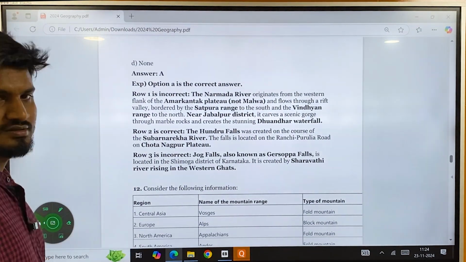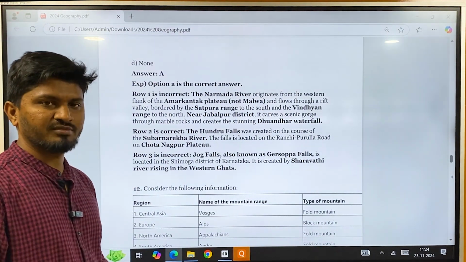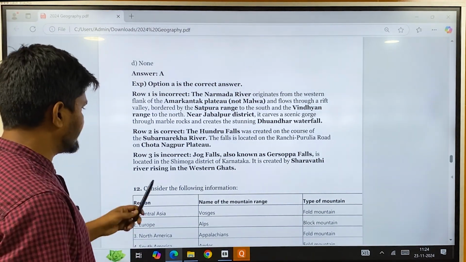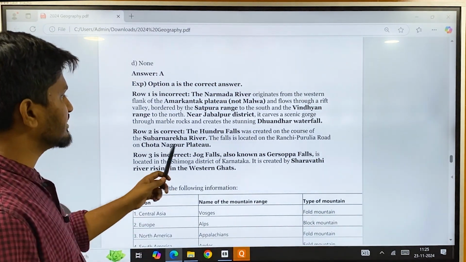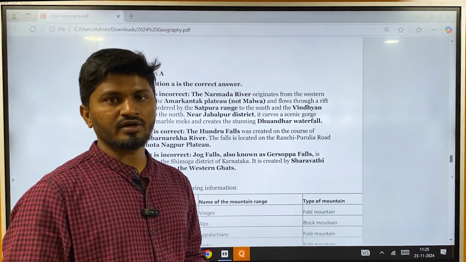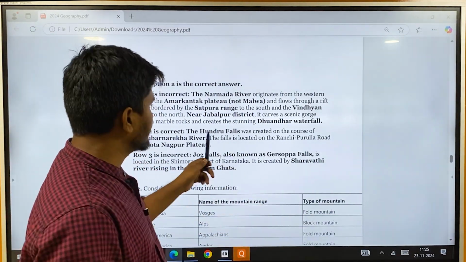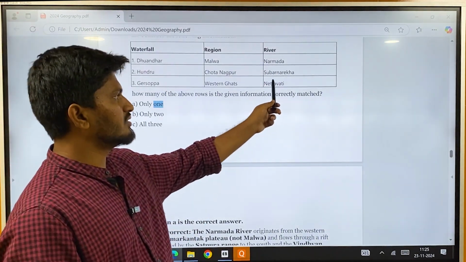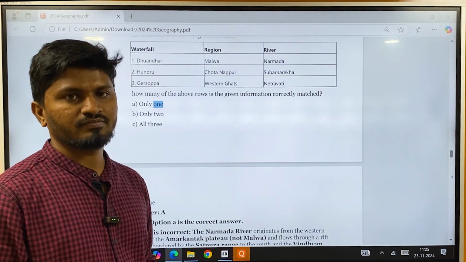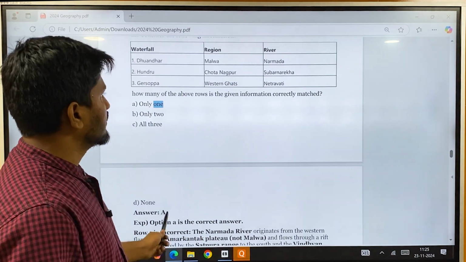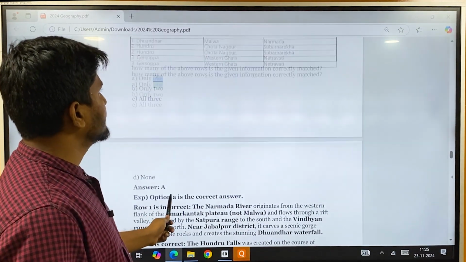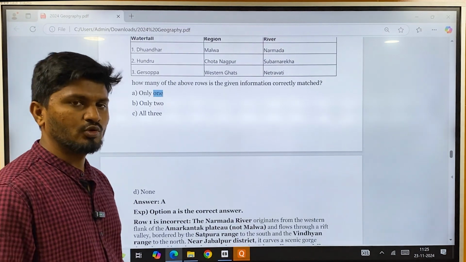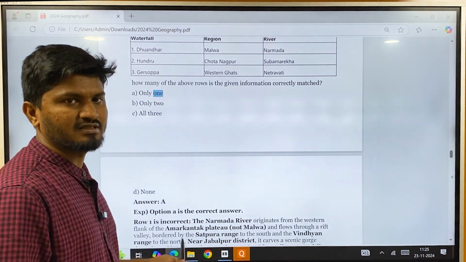Third one, Jog Falls. That is Karnataka's famous Jog Falls, which is also locally known as Gersoppa Falls. The falls is in the Western Ghats, but it is formed by the Sharavati river, not Netravati. Many people belonging to Karnataka confuse this river. So it is from Sharavati and not Netravati. So the correct answer here is one only. And the Netravati river is famous for being the holy river in the Dharmasthala region.